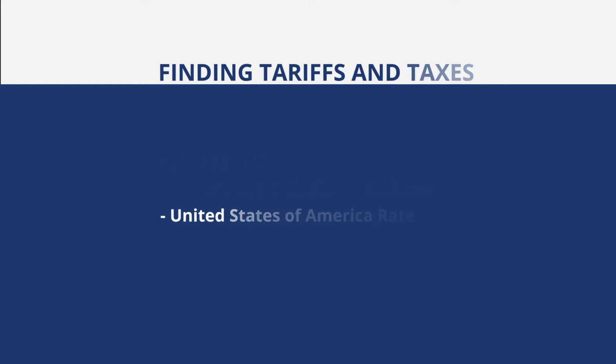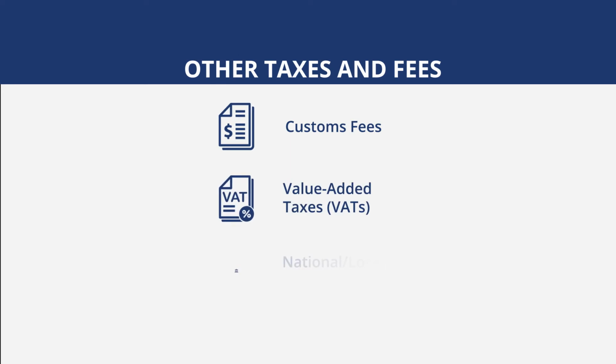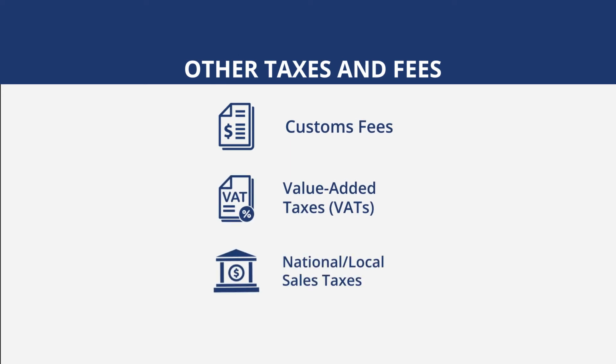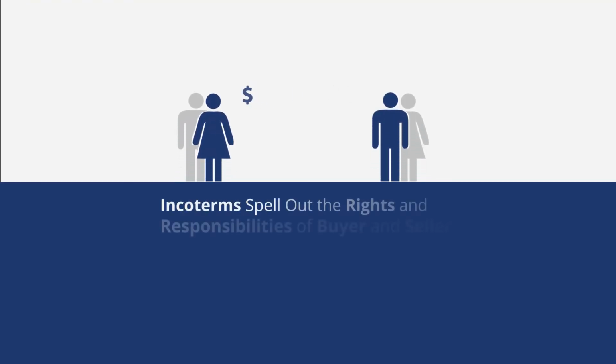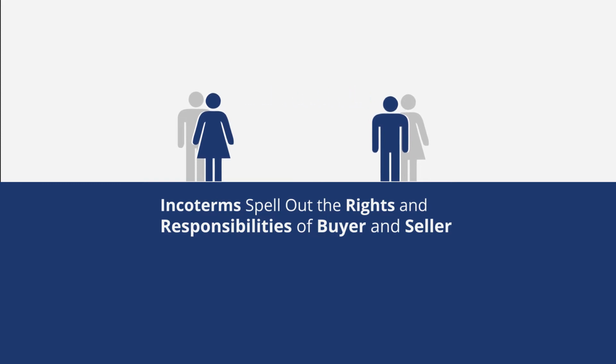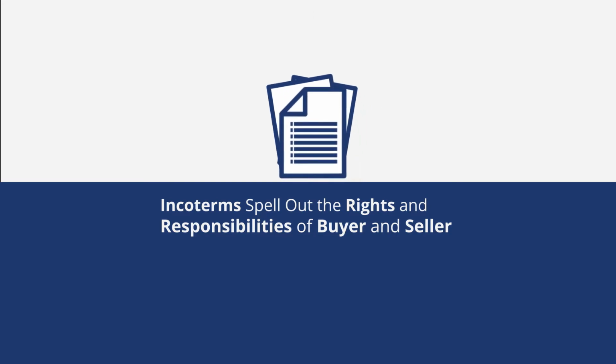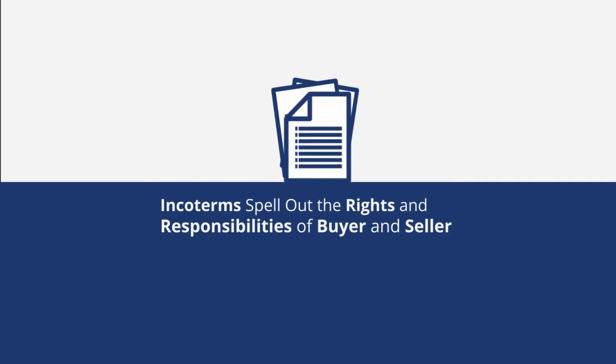In addition to tariffs, other taxes and fees might be imposed. These include customs fees, value-added taxes or VATs, or national and local sales taxes. Some countries may have just one tax, while others may have several. When working on your export deal, make sure you know if it is you or the buyer who is obligated to pay the duties and taxes. This is often determined by the Incoterm used in the sales contract. Incoterms spell out the rights and responsibilities of buyer and seller. You can also discuss payment options with your customs broker or freight forwarder.